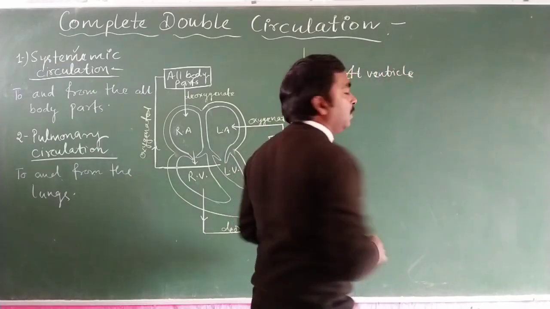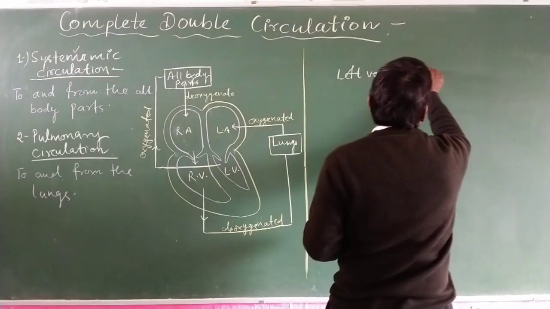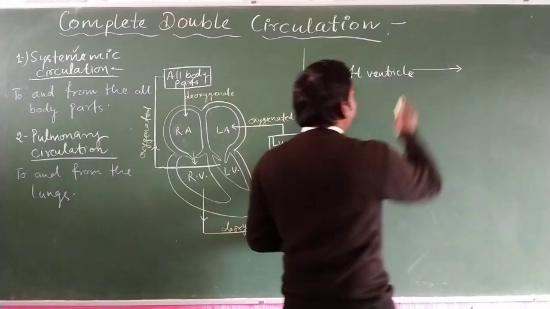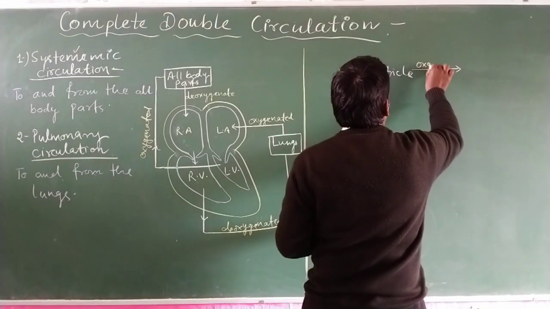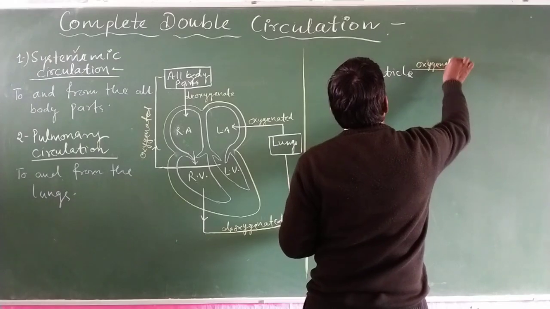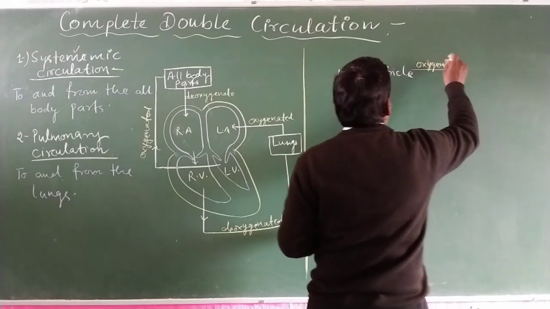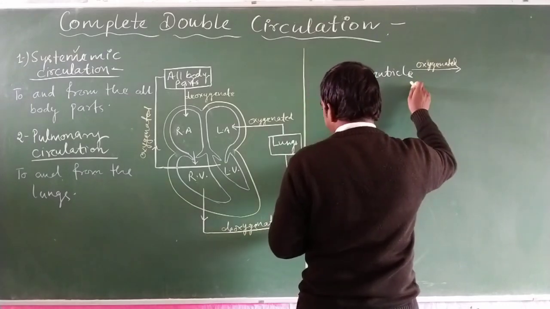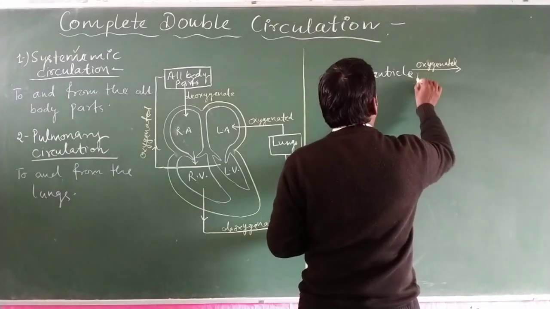So what kind of blood does the left ventricle pump? The left ventricle pumps oxygenated blood, and this blood goes through the pulmonary artery.